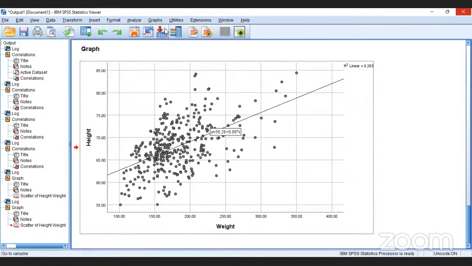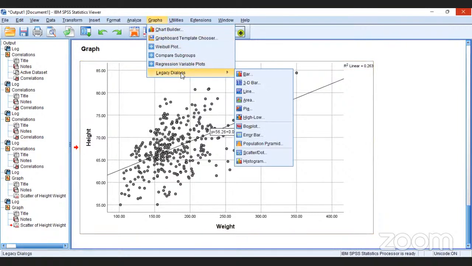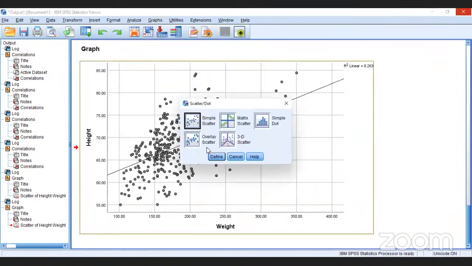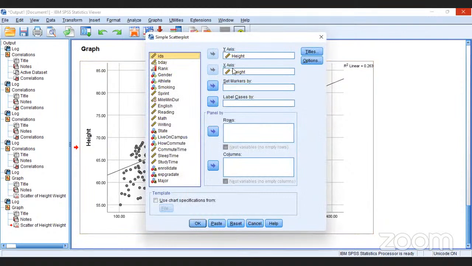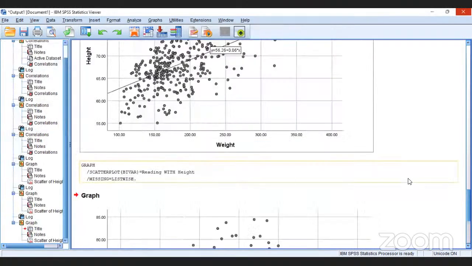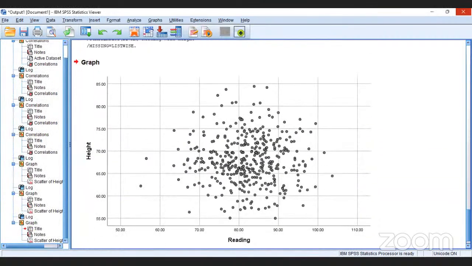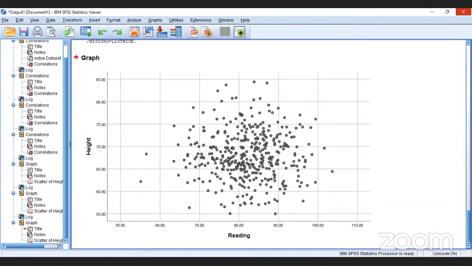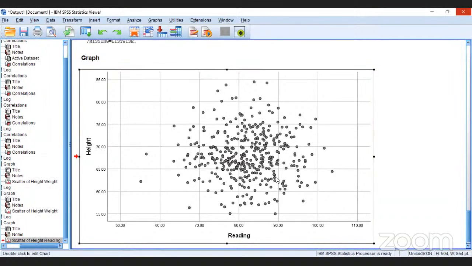So let's get another scatter plot now for variables that we discovered were not related that much and see how it will be. Let's say reading and height. You see the difference? You can't establish a specific direction.